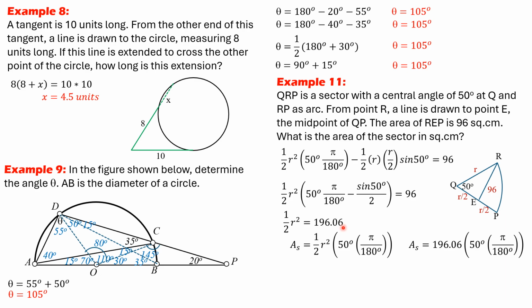Then we substitute into this formula. This is the area of the sector: 1/2 R squared times 50 degrees times pi over 180, and 1/2 R squared is 196.06. So the area of the sector is equal to 171.1 square cm.